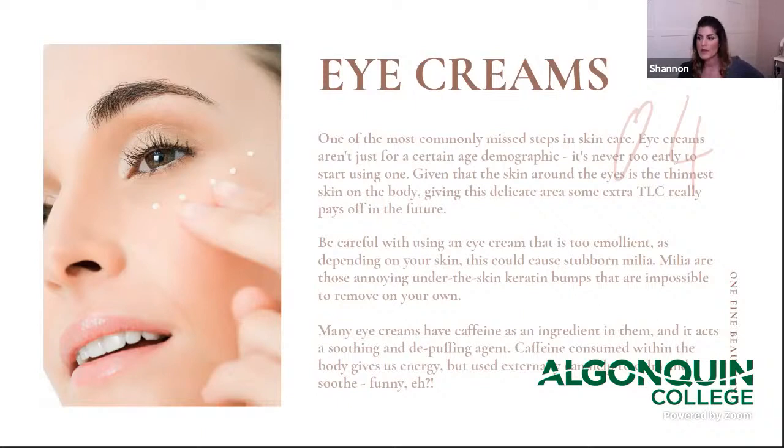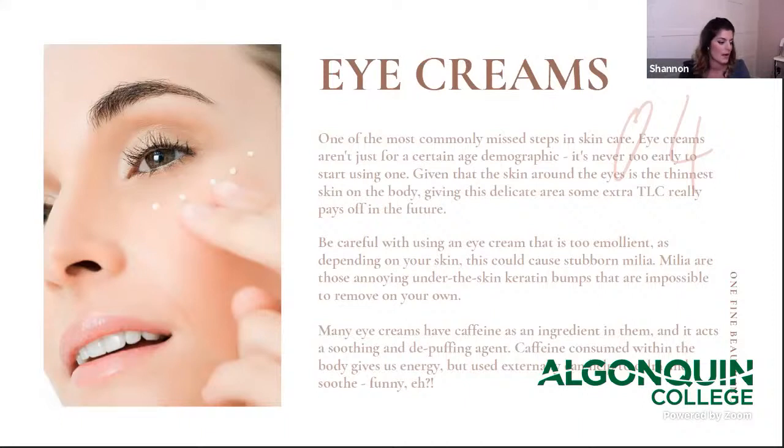So one thing I want to note, though, is that sometimes people will just use their regular face cream as their eye cream. They're like, oh, it's emollient enough, it's heavy enough, I'm just going to slather it all around my eyes. You have to be careful when doing that because you can really create a problem. These under the skin keratin bumps, they're called milia, and they are a bit of a nightmare if you do get them because they're super impossible to remove on your own without doing damage.